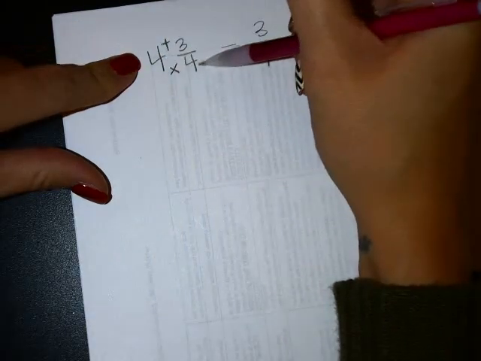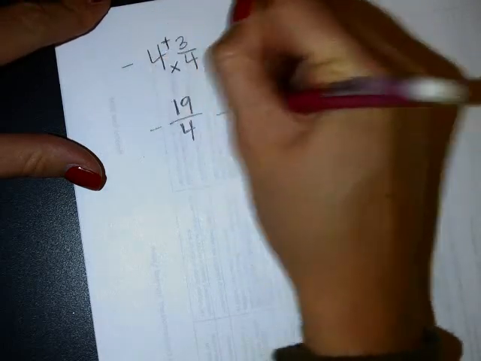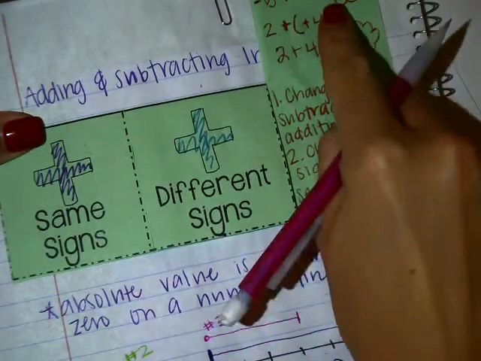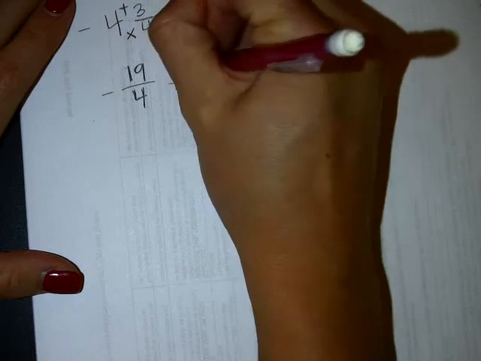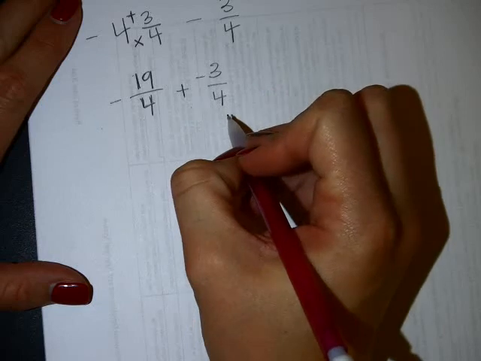So I'll do my Texas or my check mark, whichever you prefer. 4 times 4 is 16, plus 3 is 19, over, you keep your same denominator. Okay, and this was a negative value. Minus 3/4. Okay, so I've got negative 19 over 4 minus 3/4. So since I have a subtraction, you change it to an addition problem and change the sign of the second number. So I come over here and I change this to addition, and I change the sign of the second number. So now I've got a negative 19/4 plus a negative 3/4.